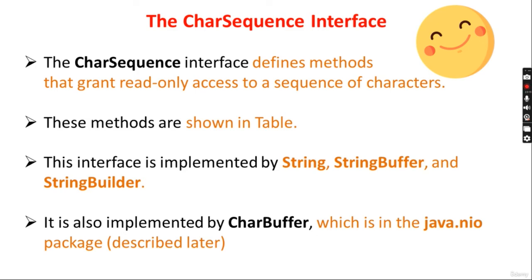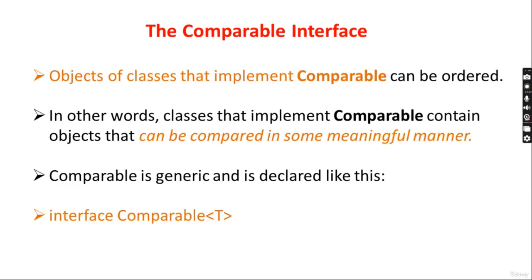Okay. So now we will see the CharSequence interface. The CharSequence interface defines methods that grant read-only access to a sequence of characters. Now we will see those methods. This interface is implemented by String, StringBuffer, and StringBuilder. Okay, so a char sequence is nothing but a group of characters, or a sequence of characters. So it is implemented by the String class, StringBuffer class, and StringBuilder class. It is also implemented by CharBuffer, which is in the java.nio package. Okay, now we will see that package later.